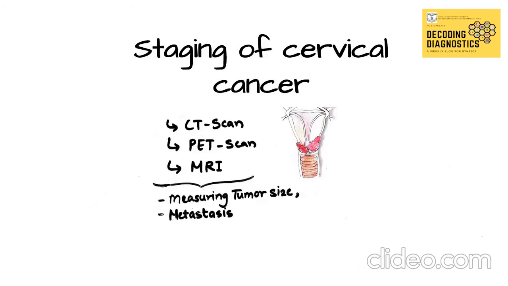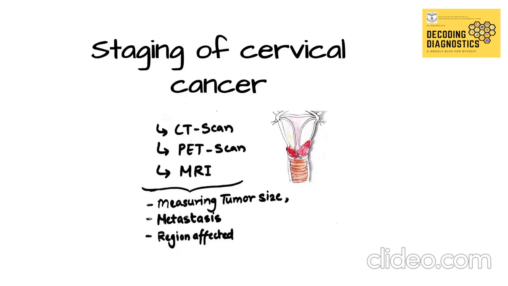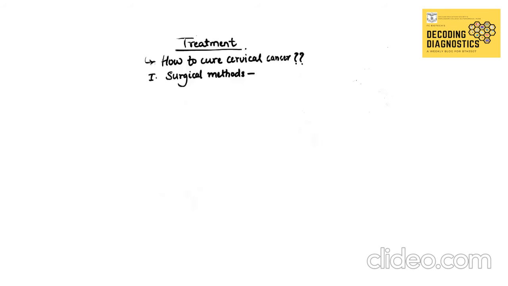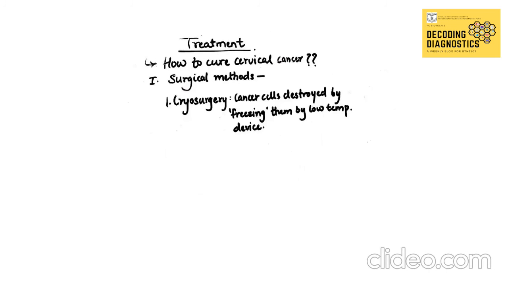How is the staging of cervical cancer done? CT scan, PET scan, and MRI are used to measure the tumor size to see if metastasis is occurring or not, to see other regions where it has spread. Based on the results of the scans, physical examination, and biopsy, staging is done. Treatment is planned according to the stage and type of cancer, patient's age, desire to have a baby, etc.